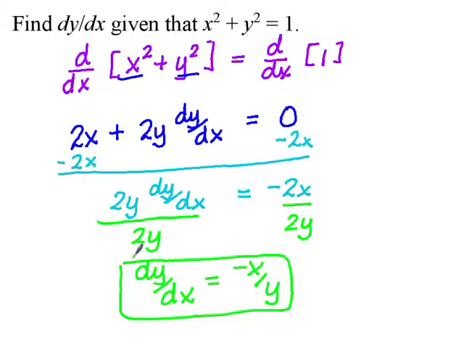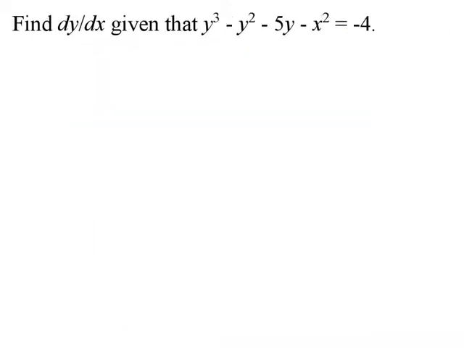Okay. So we've got a few more. Here you go. You're going to do the exact same steps in the exact same order. So we're going to take d dx, both sides. So to save time and save some space, this is what I'm going to do. Okay, so tell me what I start with.